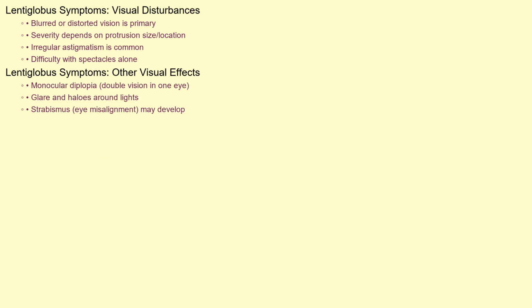The primary symptom of Lentiglobus is blurred or distorted vision. The degree of visual impairment varies depending on the size and location of the lenticular protrusion. Patients often experience irregular astigmatism, making it difficult to achieve clear vision with spectacles alone. Other symptoms may include monocular diplopia, or double vision in one eye, glare, and halos around lights, particularly at night. In some cases, strabismus or eye misalignment may also develop.